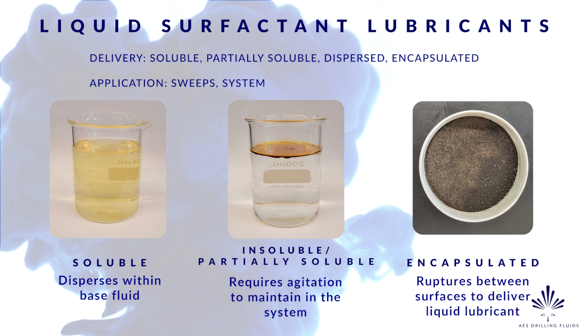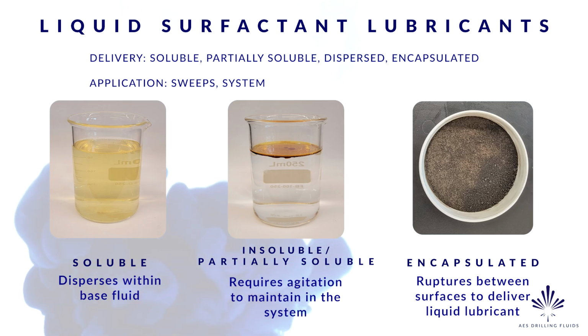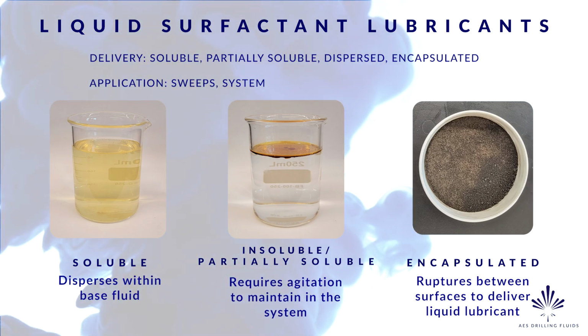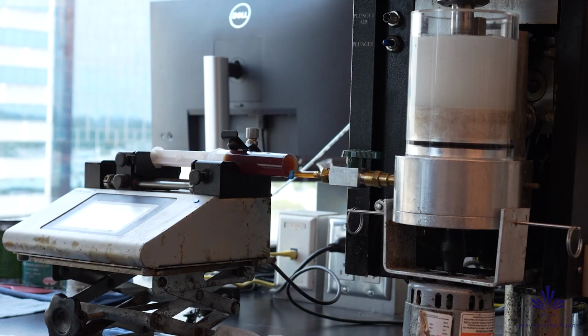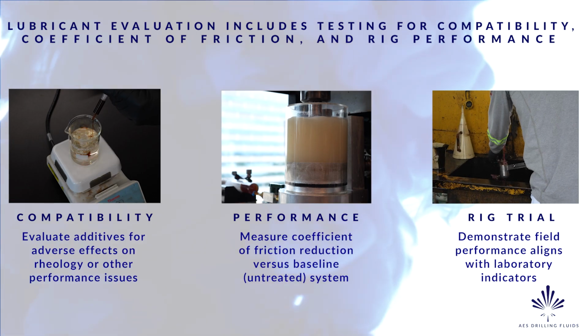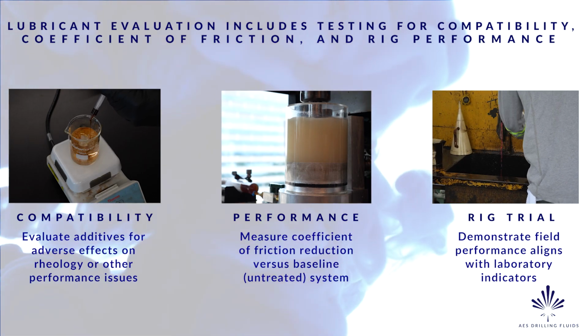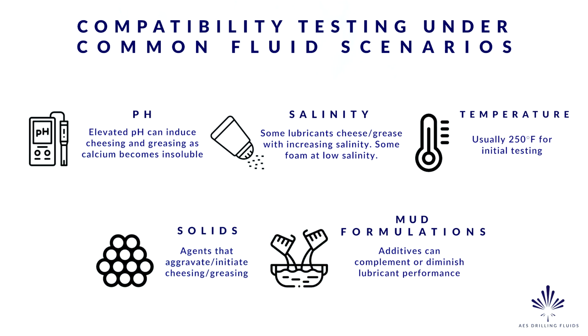Some lubricants are soluble and mix completely in the base fluid, partially soluble, where one or more components are dispersed in the base fluid, or encapsulated in solid particles and applied when the capsules rupture. Lubricant testing and validation can be summarized in 3 stages: compatibility testing, lubricity performance, and a rig trial confirmation.